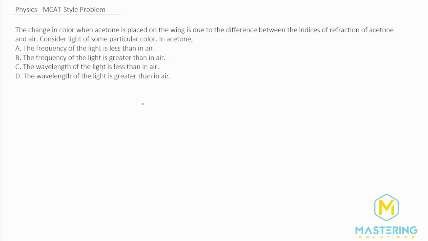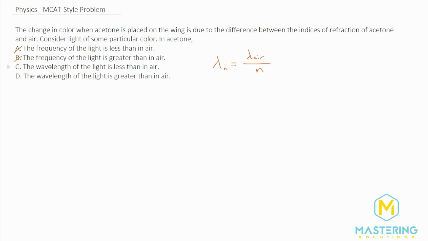So for this second question in our three-part MCAT style problem, let's go through again and try to eliminate anything that doesn't make sense. The top two are talking about changes in frequency and the bottom two are talking about changes in wavelength. If we remember our equation, lambda for a certain material is equal to the wavelength in a vacuum or in air divided by the index of refraction. When we remember the properties of light, the frequency of light doesn't change from material to material, so we can immediately cross off A and B.